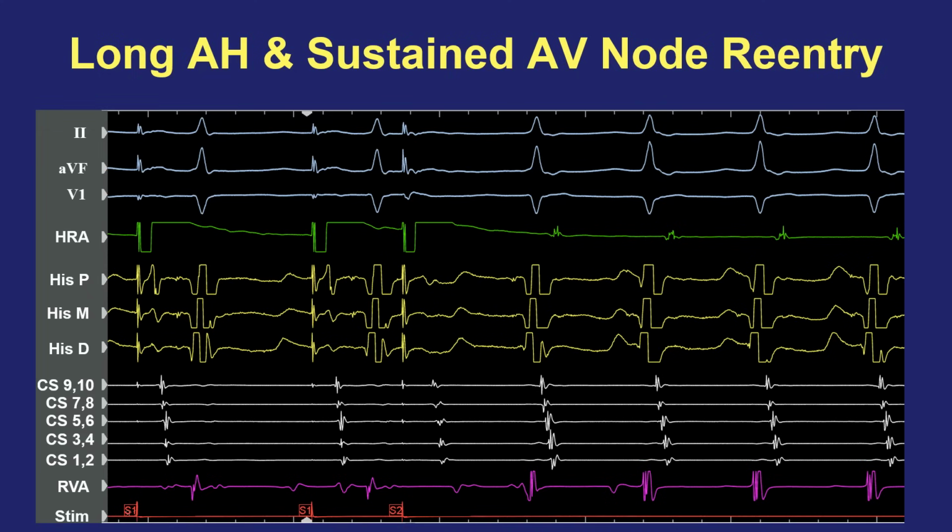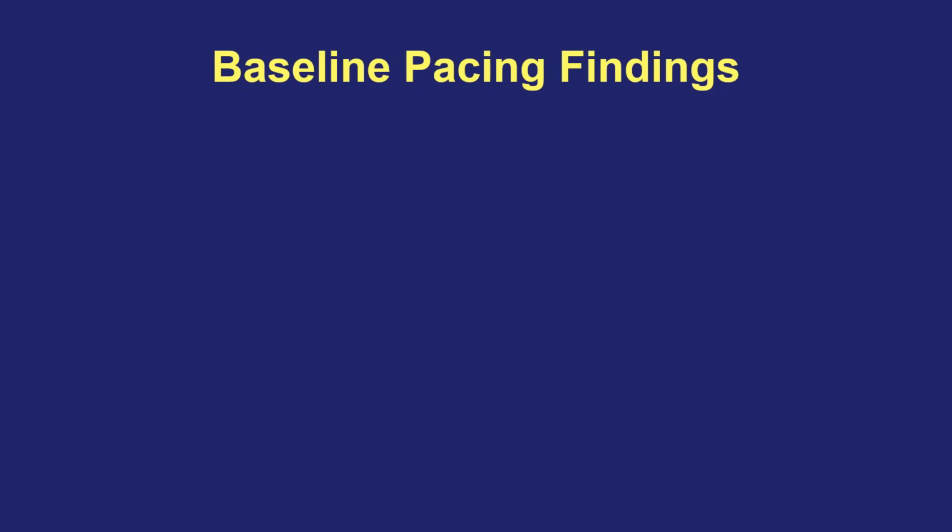And here we are in re-entry. So we conduct down the slow, up the fast, and if each component is able to recover before the wavefront comes round again, we can be in sustained re-entry. This is sort of the holy grail of an EP study showing AV node re-entry, being able to induce it with A1, A2 beats, showing that you had an AH jump, you had echo beats, and now you have sustained tachycardia. So let's review the findings so far.